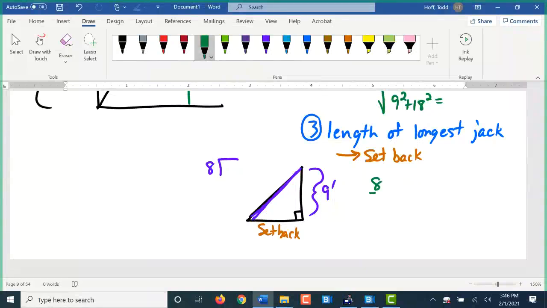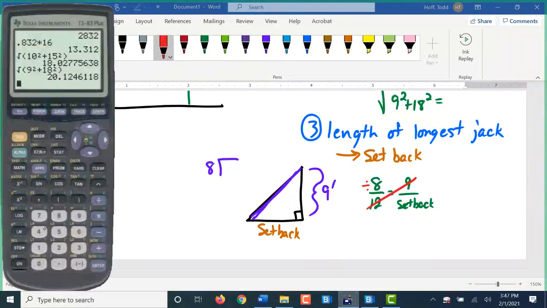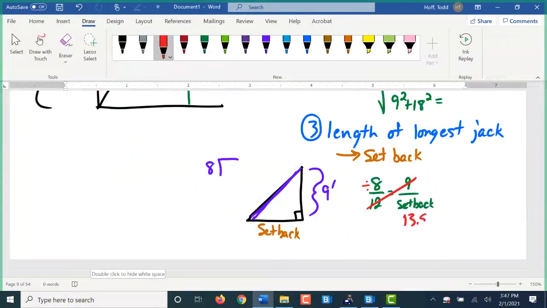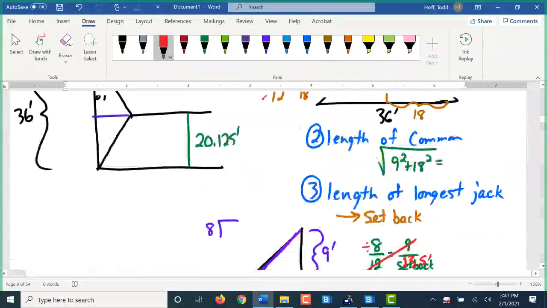I've got my 8-12 equals 9 over my setback. Cross multiply and divide. 12 times 9 divided by 8 is 13.5.